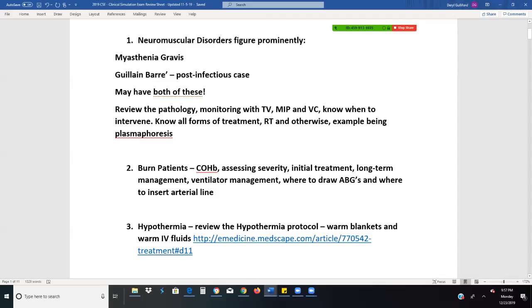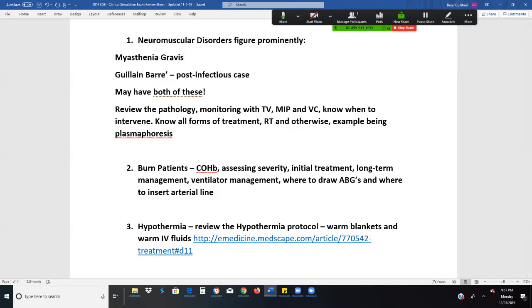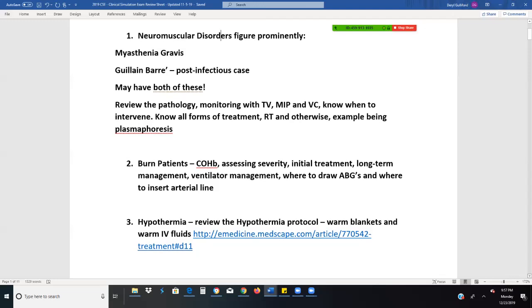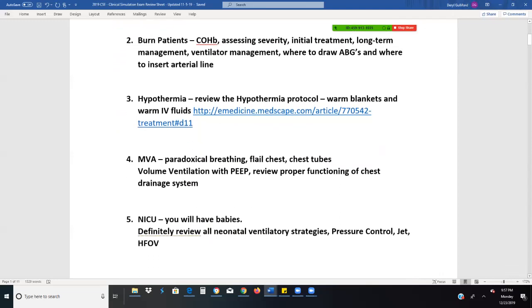If you see a trend that is disturbing, go ahead and intervene. Know all forms of treatment. Be sure you know about plasmapheresis. That's pulling the patient's blood out, removing the antibodies, and then putting it back in the patient, which is very helpful for neuromuscular problems.